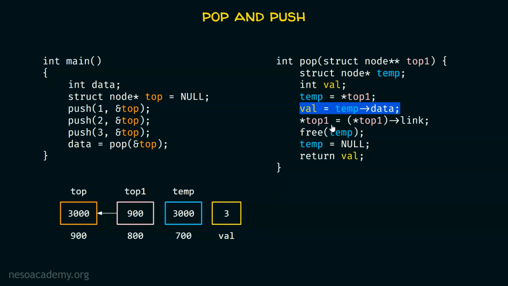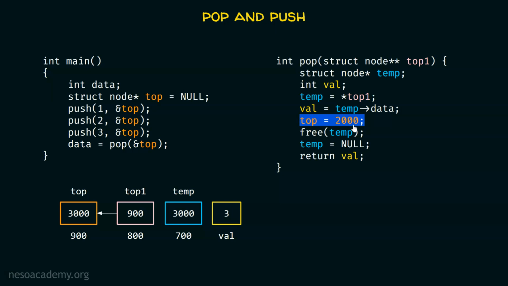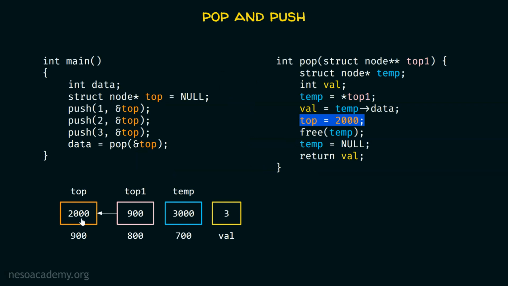After this, we have star top 1 equals to star top 1 link. We have to update our top pointer so that it can point to the second node of the linked list, right? We can replace star top 1 by top. There is no problem in this case. So this is nothing but top equal to top link. What is top? Top is 3000. What is top link? Top link is 2000. Therefore, this will get replaced by 2000. And this means we are putting this address inside top pointer. And this means now our top pointer is pointing to this node, right? So we can put 2000 address over here.